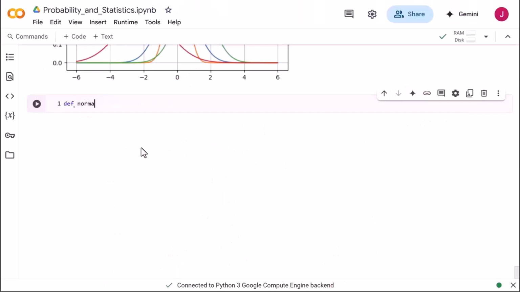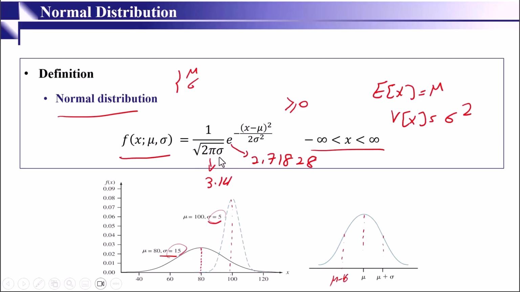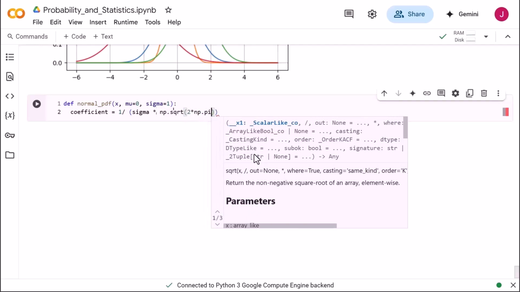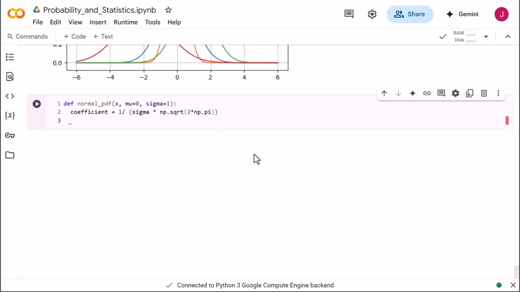def normal_pdf, and here we will get x. By default, mu is equal to 0, later we can change it. And by default, sigma is equal to 1, and later we can change it as well. Here, we have two parts: the coefficient, 1 divided by sigma times the square root of 2 pi, and the exponent. So coefficient is equal to 1 divided by sigma multiplied by np.sqrt of 2 multiplied by np.pi. So this is the normalization constant.